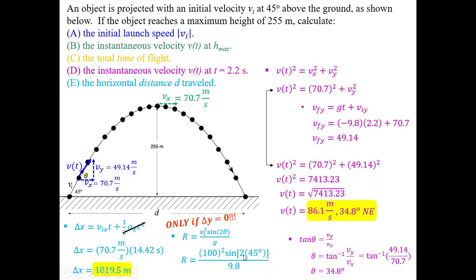So sine of 2 times 45 degrees. In this particular case, 2 times 45 is 90, and sine of 90 degrees is just 1. So really, you would just take 100 squared divided by 9.8. That gives you approximately 1,020, which, if you look on the left side, is 1,019.5, give or take decimal rounding. As you can see, the answer plays out to be the same. So just make sure you use the range equation appropriately, only when delta y is 0.